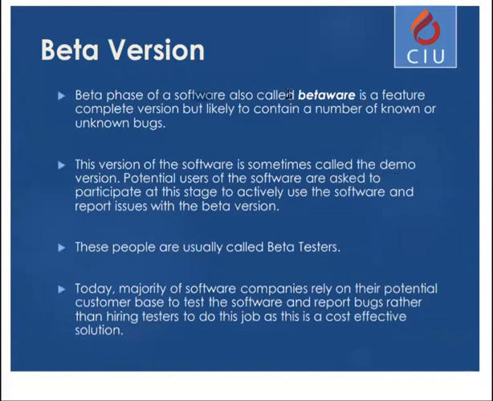The beta phase of a software, called betaware, is a feature complete version, but likely to contain a number of known or unknown bugs. This version of the software is sometimes called the demo version. Potential users of software are asked to participate at this stage to actively use the software and report issues. These people are usually called beta testers. Today, the majority of software companies rely on their potential customer base to test the software and report bugs, rather than hiring testers to do this job, as this is a cost-effective solution.